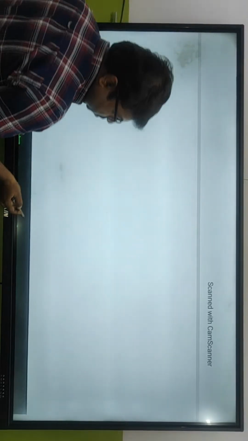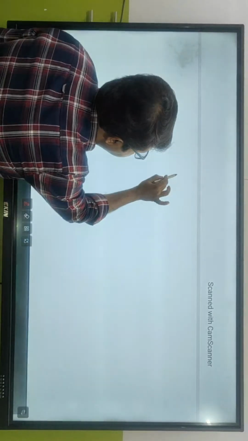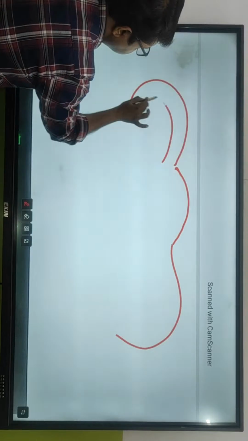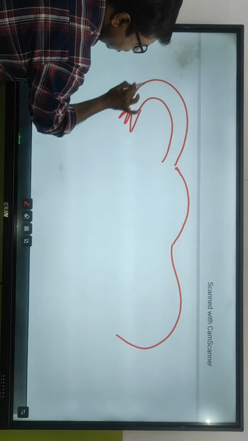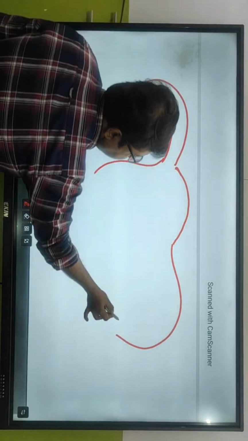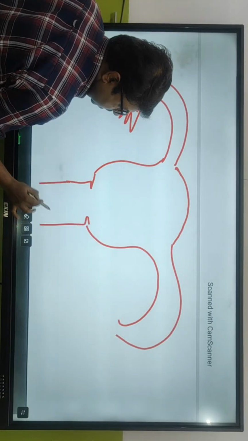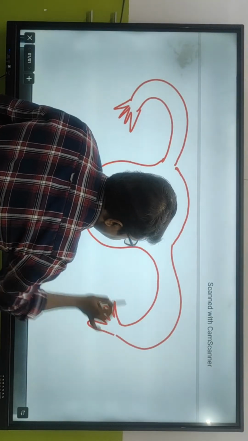Look here, the fallopian tube. I think all of you know; you have studied this up to Class 10. This is the fallopian tube. This is the uterus. This is the fallopian tube, and these are the finger-like projections called fimbriae. And this is the uterus. This is the vagina. So this is fimbriae, finger-like projections.